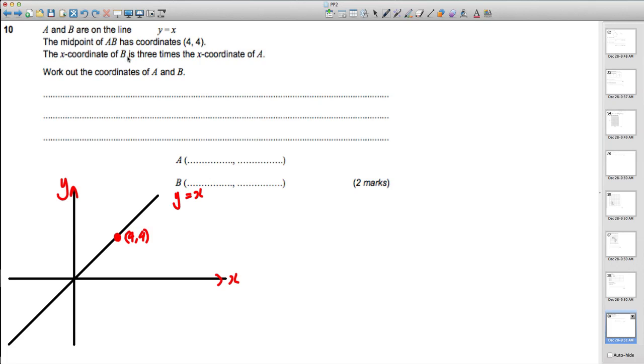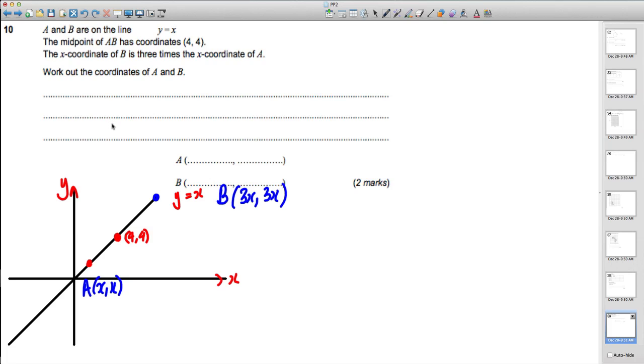We know that the x-coordinate of B is 3 times the x-coordinate of A. So let's just call this point here A. Since it's on the line y equals x, it would be x, x, wouldn't it? Because it would have the same coordinates. So if A was x, x, and the x coordinate of B is 3 times the x coordinate of A, B must be 3x, 3x, mustn't it? And we're asked, work out the coordinates of A and B.